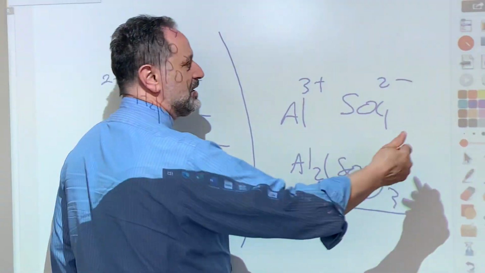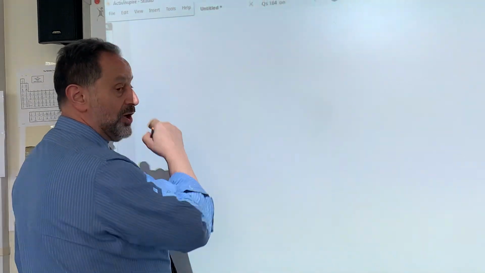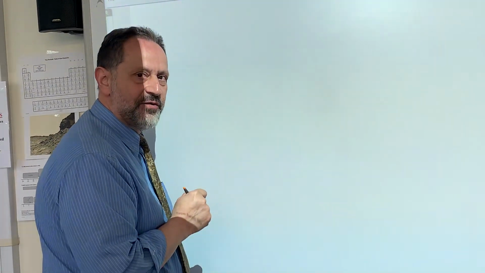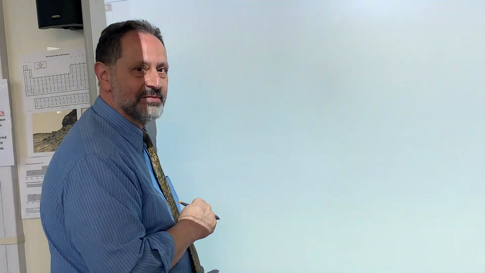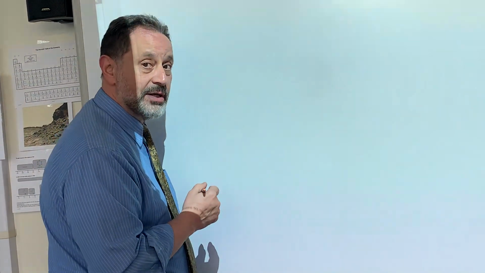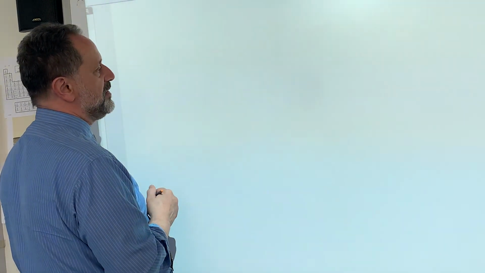Now let's go back to the other example I gave you earlier. So in your head, work out, for example, what is the formula of, I don't know, calcium nitrate. Isn't it Ca(NO3)2? You see, that's how it can be simply worked out.